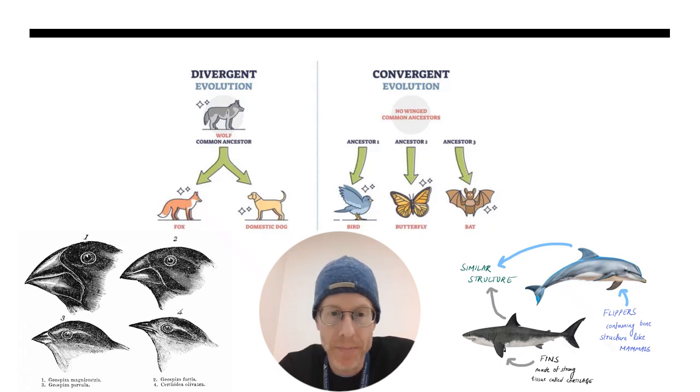They look similar today, even though they evolved independently of each other. Divergent evolution is sort of the opposite, where organisms that share a common ancestor come to look quite different because they have different ecological niches. Darwin's finches there are a good example of that, where their beaks vary to match the kind of food that they eat.